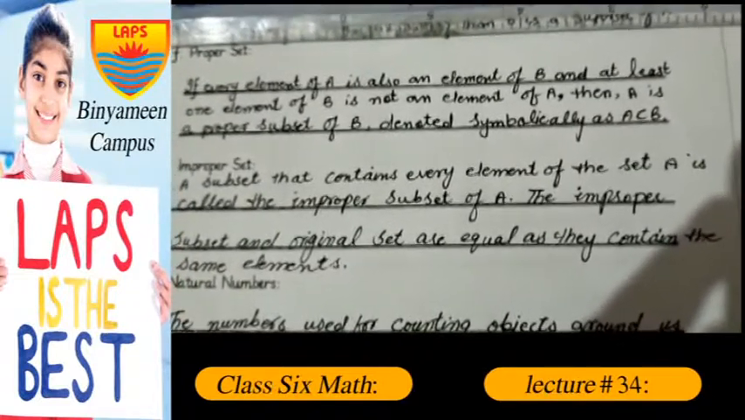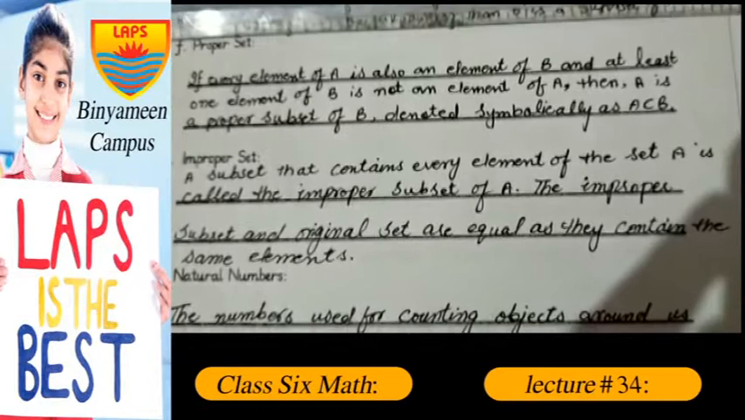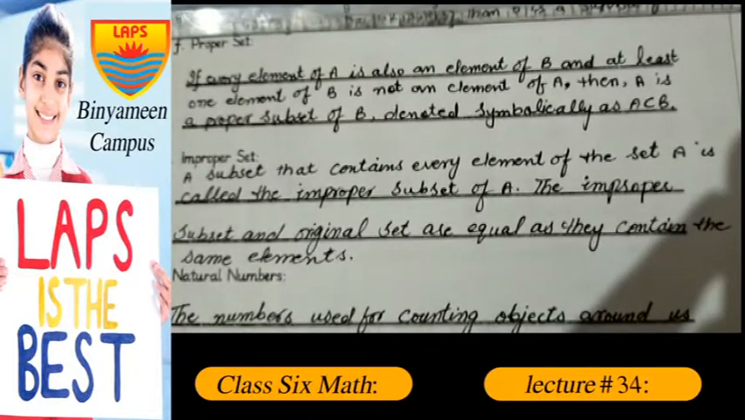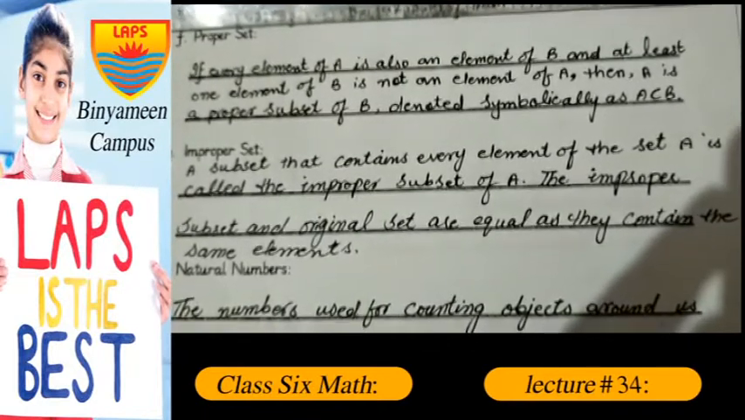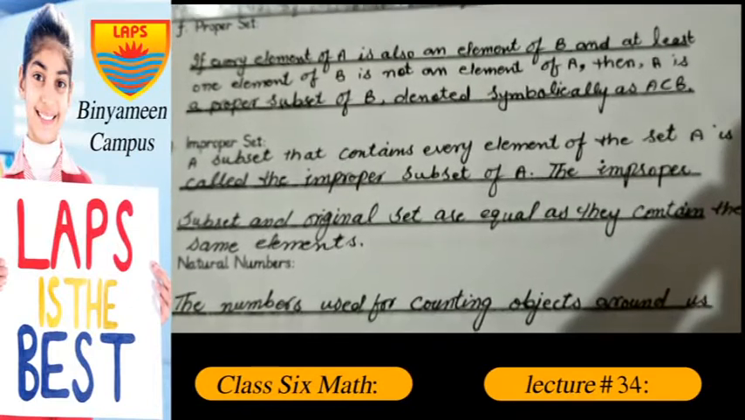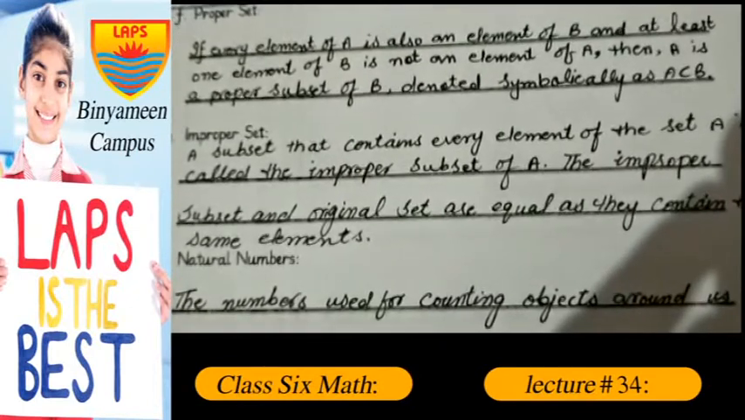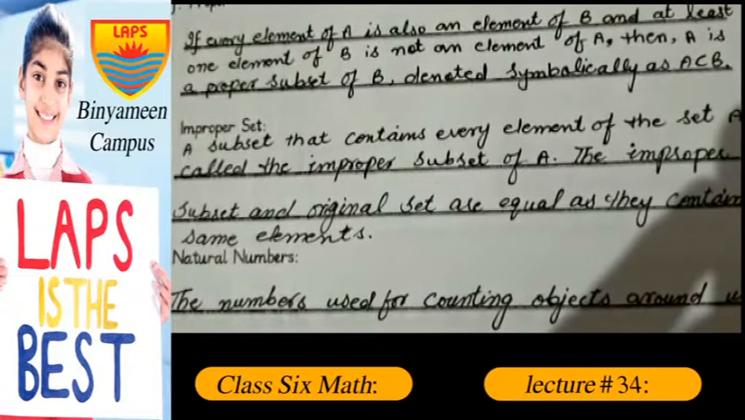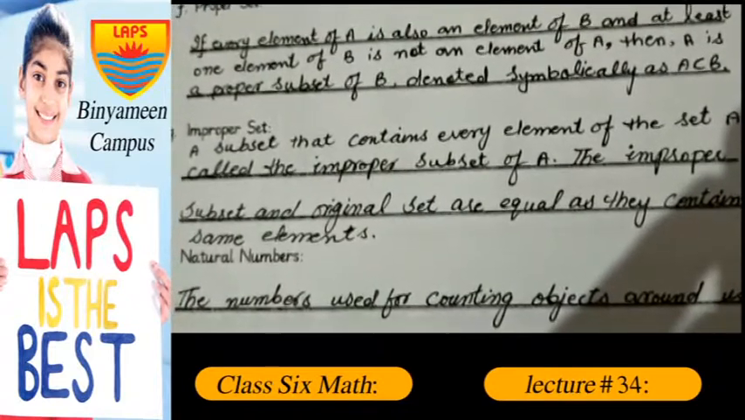The improper subset and the original set are equal as they contain the same elements. These sets are called improper subsets.